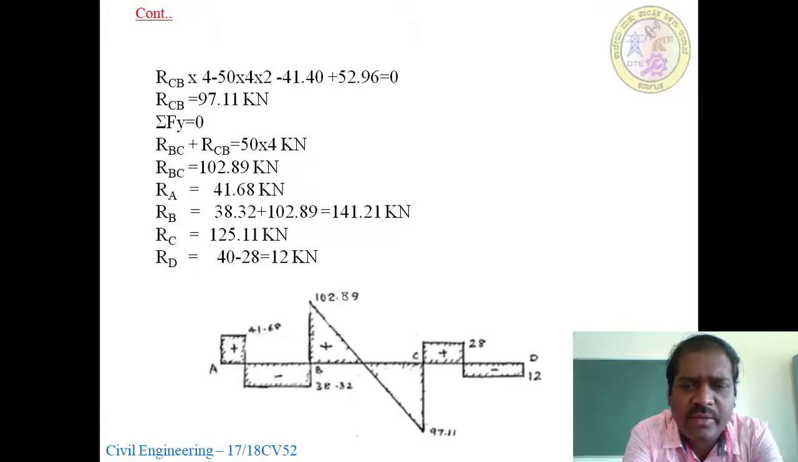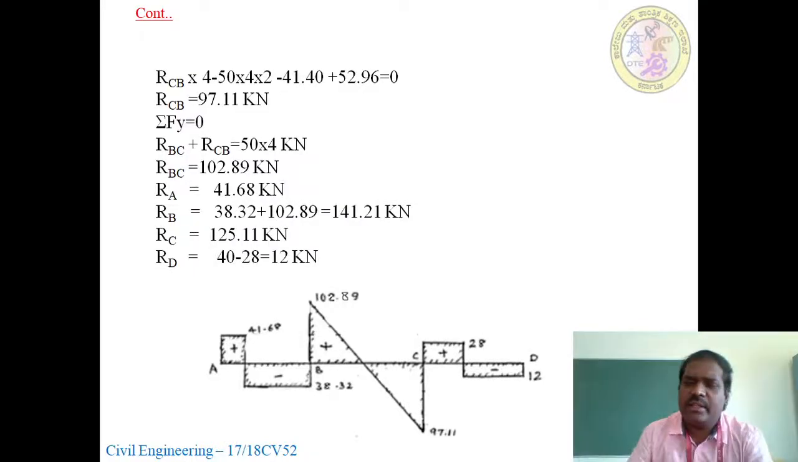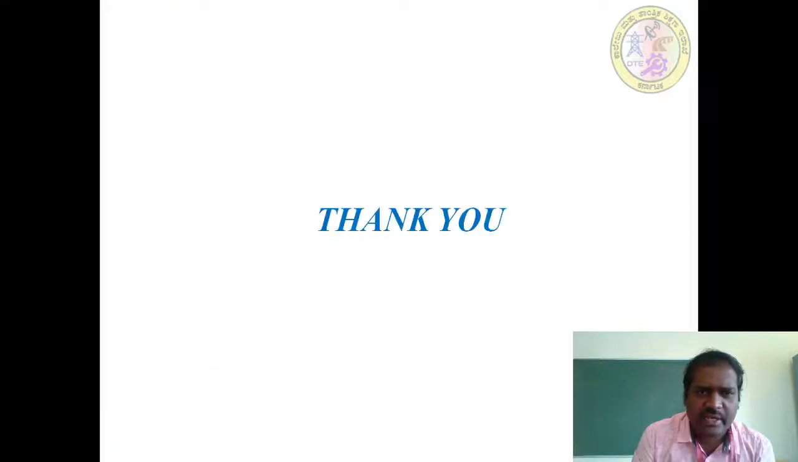Then the RC value. What is the RC here? 125.11. Here 97.11 plus 28, you will get 125.11 as RC. Take the straight line, come down. What is the load? 40. You already have 28, then 12. Take a straight line, and so the shear force diagram is complete.